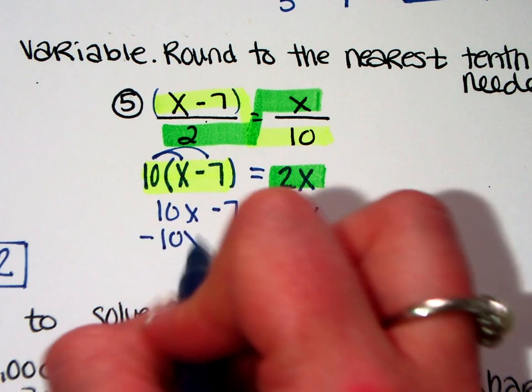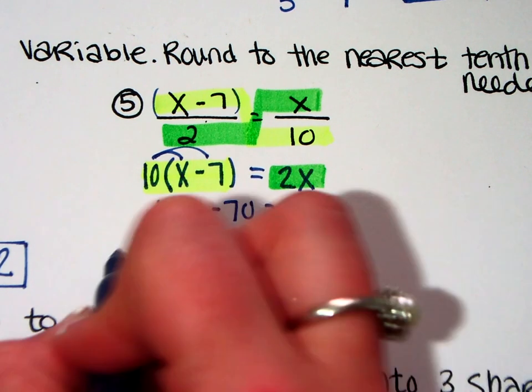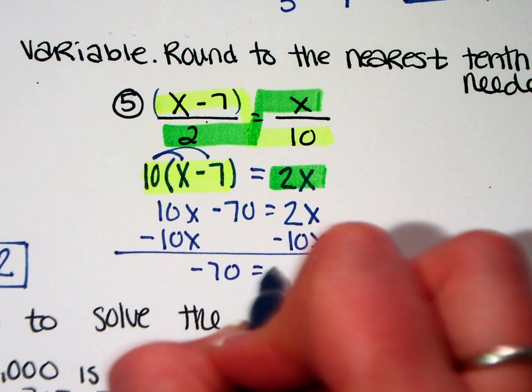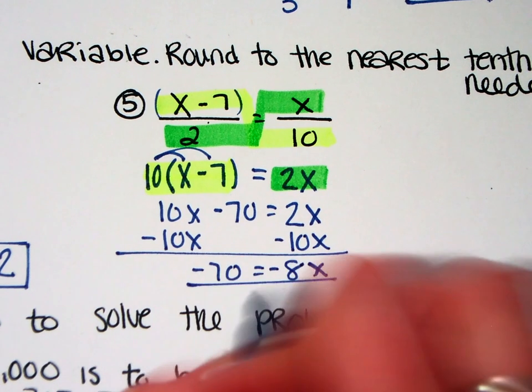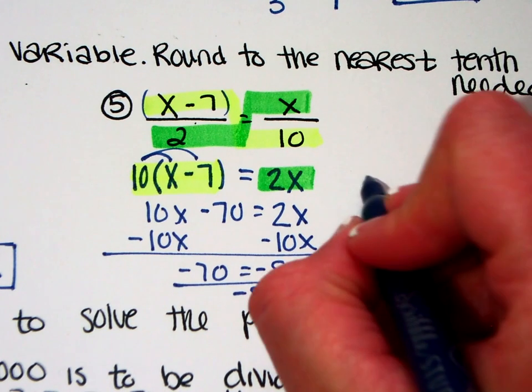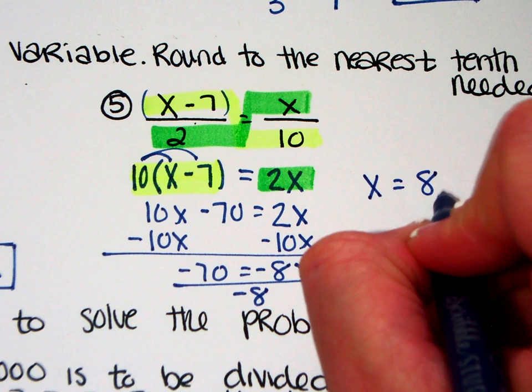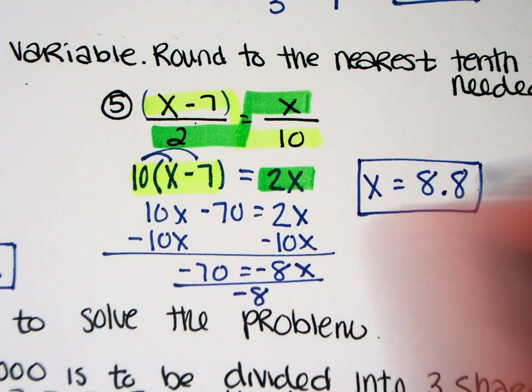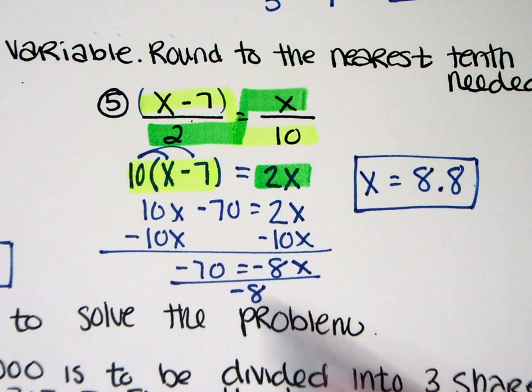Moving the 10x to the other side. -70 equals -8x. Dividing by -8, and we are going to get a decimal again. I make these problems up, so we get a lot of decimals. So x should be 8.8. Remember, we're always dividing by the number in front of x. That's one mistake some of us tend to make a lot. We need to make sure that we're dividing by the number in front of x.